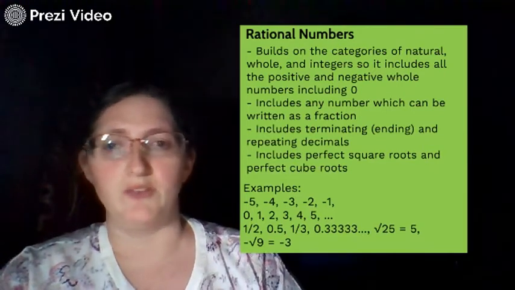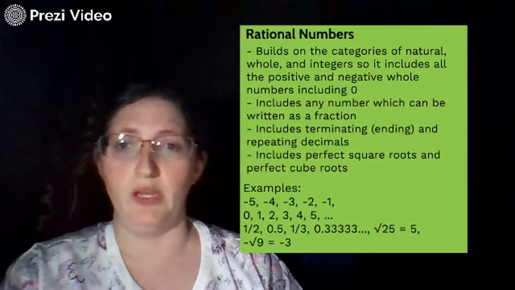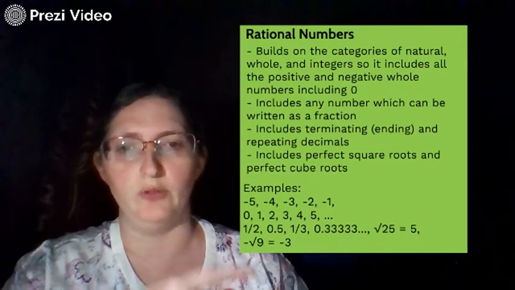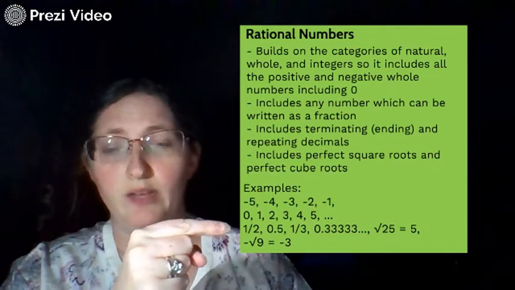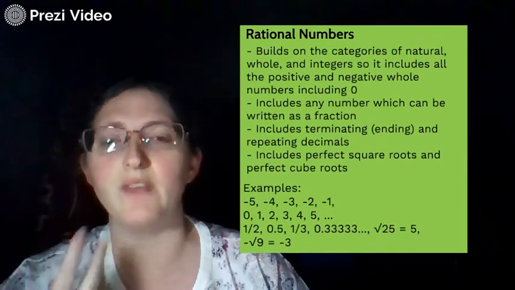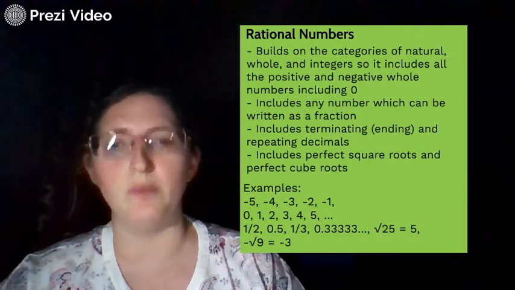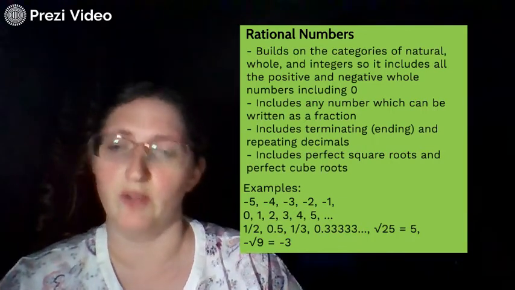Those positive and negative whole numbers, if I can make a fraction out of them, are therefore rational numbers. You'll notice the fraction 1/2 can also be written as the decimal 0.5. 0.5 is an example of a terminating decimal. Terminating decimals are in this category because they can be written as fractions and vice versa.